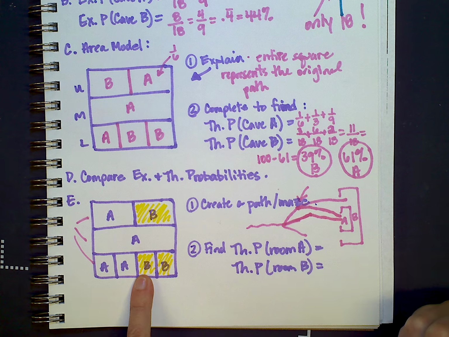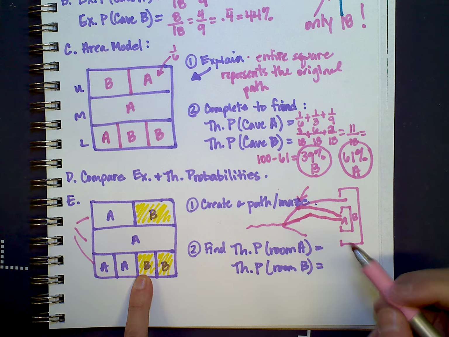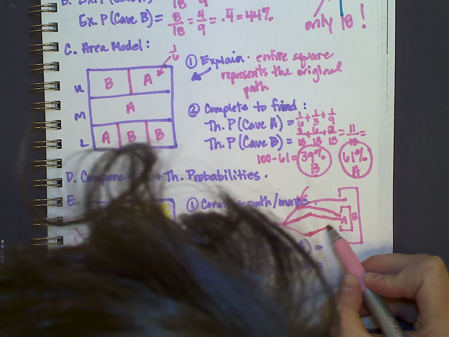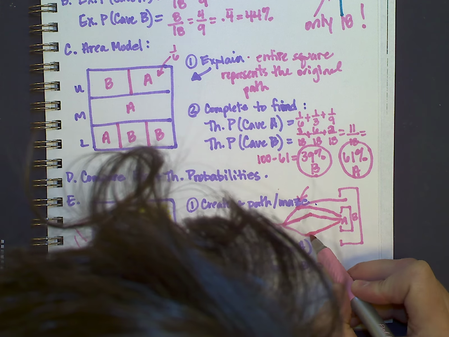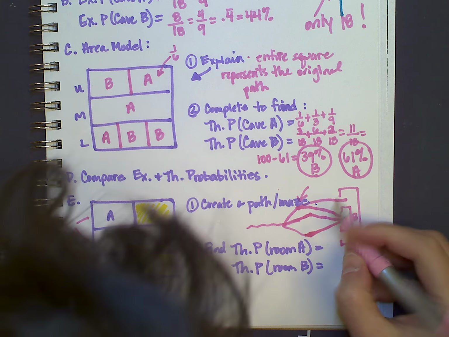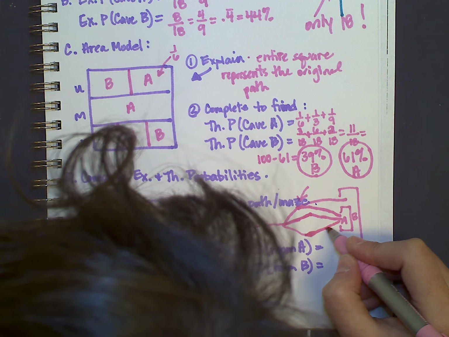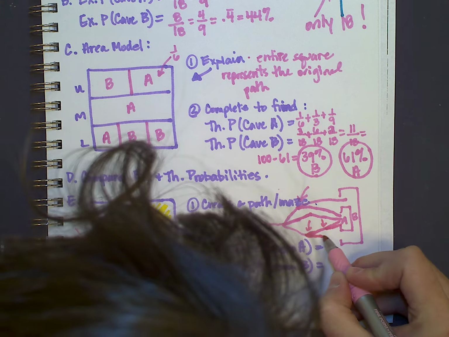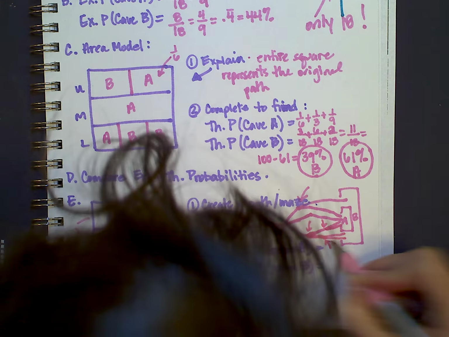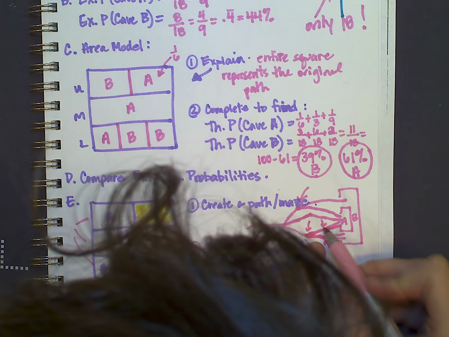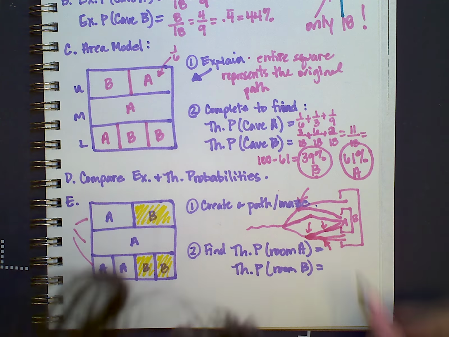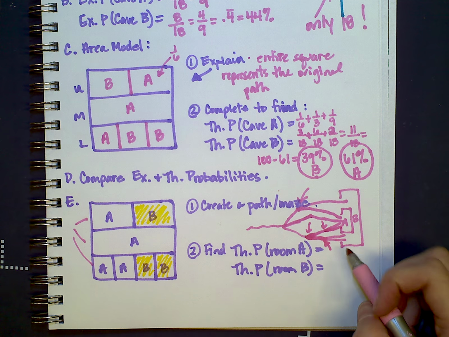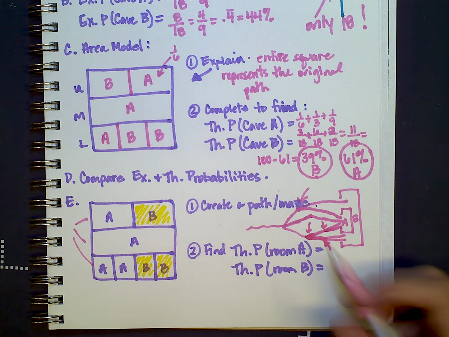And then my bottom path actually splits in half here, and then it splits in half again, which is kind of strange. So there's a split here and there's a split here. So it splits in half, and then it splits in half here, and it splits in half here. Two of those go to A and two of those go to B. Alright, so now I want to find the theoretical probability of ending up in room A and in room B.